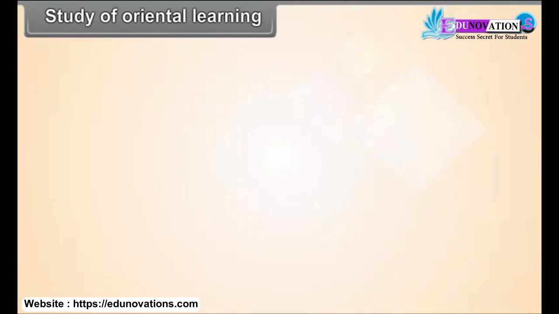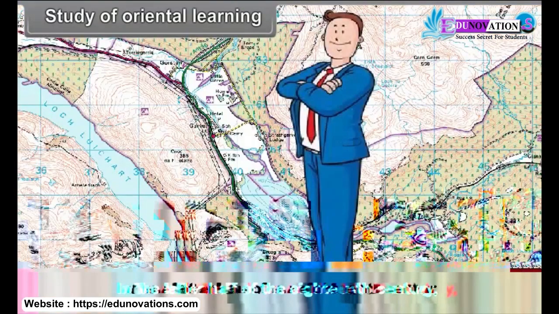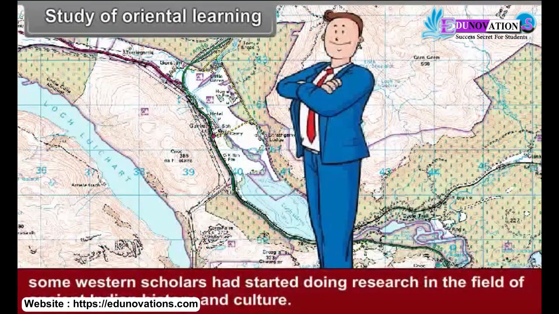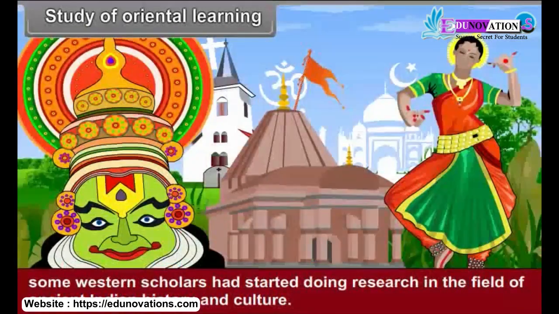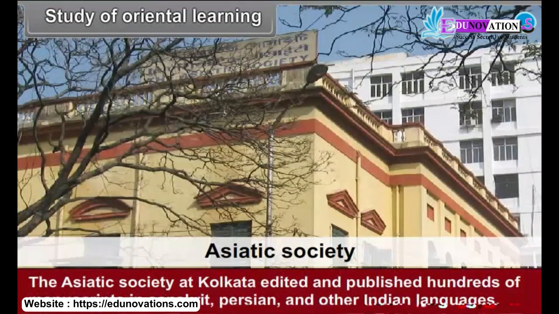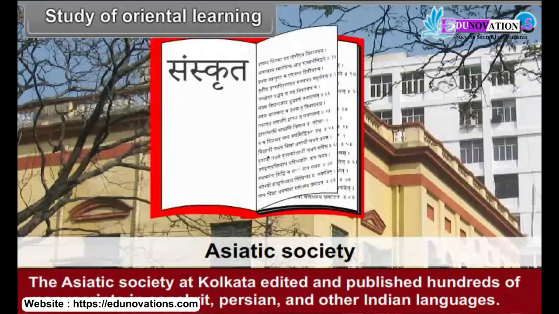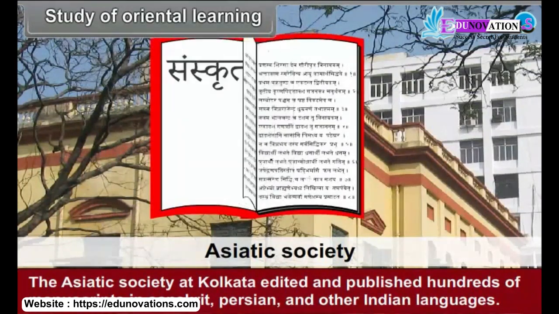Study of Oriental learning. In the latter half of the 18th century, some Western scholars had started doing research in the field of ancient Indian history and culture. The Asiatic Society at Kolkata edited and published hundreds of manuscripts in Sanskrit, Persian and other Indian languages.